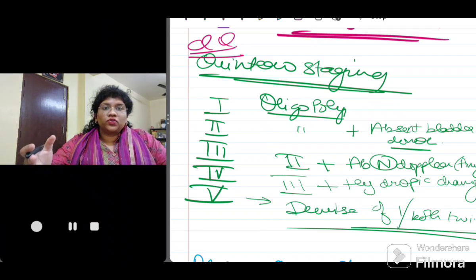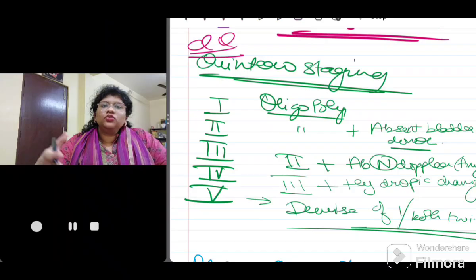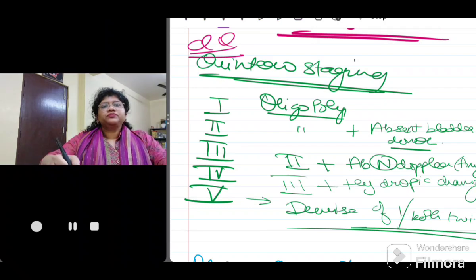For the postgraduates or the residents, I would say that Quintero staging is important for the viva question, as well as when they ask you about the management of TTTS. It is important to know the Quintero, because based on the Quintero only you will manage the TTTS. So if you are given a case for your long case in university exams, by default you have to know about the Quintero staging.